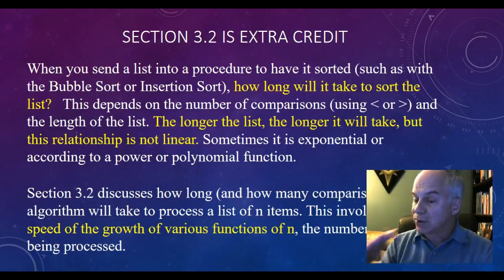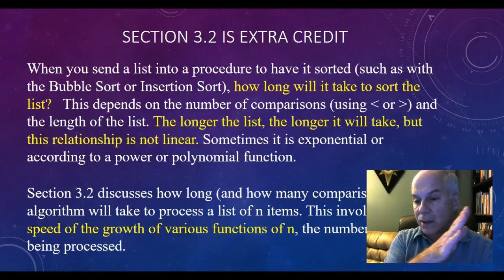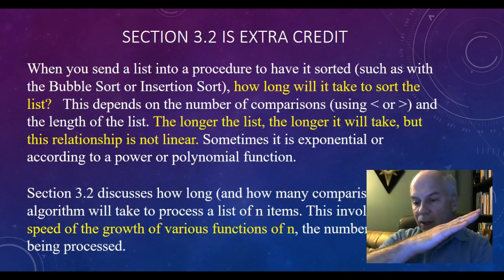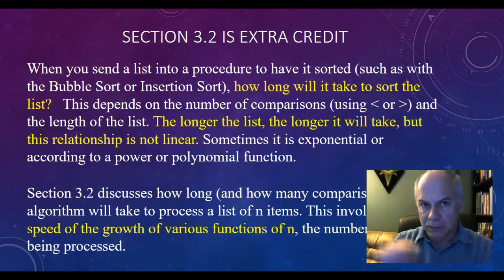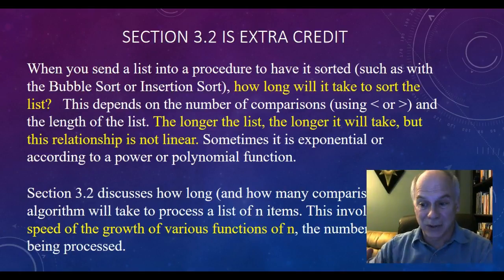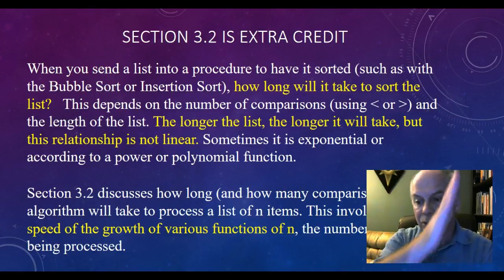But it's not just a linear situation here. In other words, the longer the list, the longer the time it takes in a linear fashion. In other words, you couldn't draw a graph that's a straight line where along the bottom is the number of numbers in the list, and the y coordinate is the time it'll take. So it's not a straight line. It's actually a curving situation usually, and often it's an exponential or a power or a polynomial function.